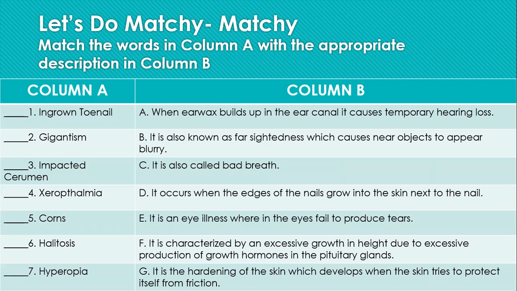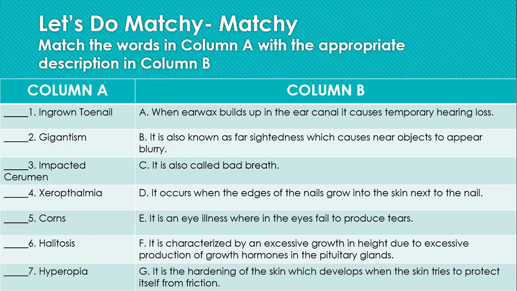For column B. A. When earwax builds up in the ear canal, it causes temporary hearing loss. B. Is also known as farsightedness, which causes near objects to appear blurry. C. It is also called bad breath. D. It occurs when the edges of the nails grow into the skin next to the nail. E. It is an eye illness wherein the eyes fail to produce tears.